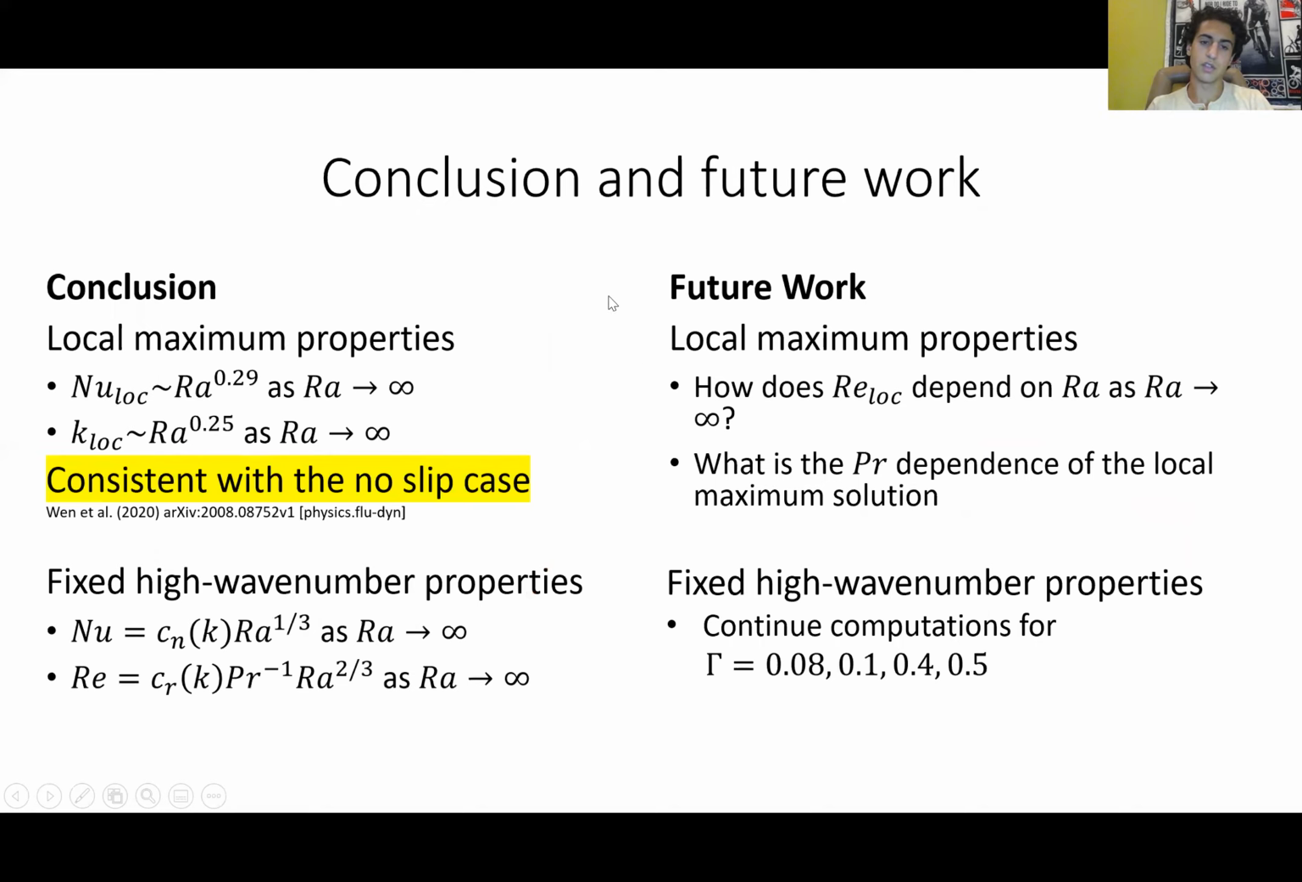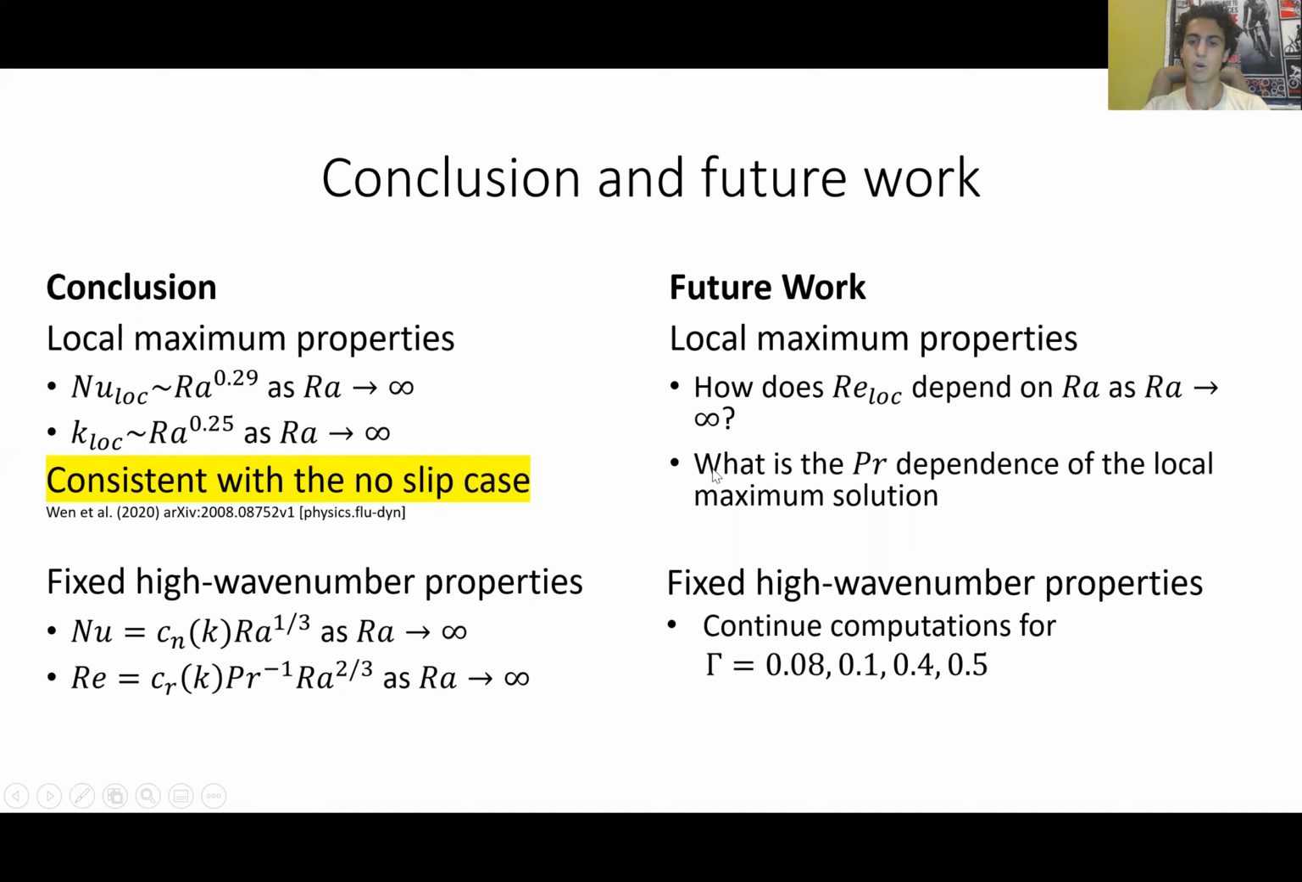So, conclusion. For the local maximum properties, we found that the Nusselt number seems to go as Rayleigh to the 0.29 as Rayleigh goes to infinity, and the local wave number seems to go as Rayleigh to the 1/4 as Rayleigh goes to infinity. What's really important about our results is that they are extremely consistent with the no-slip case studied by Wen. For fixed high wave number properties, we found that both the Nusselt number and the Reynolds number exhibit classical scaling, namely that the Nusselt number scales as Rayleigh to the 1/3, and the Reynolds number scales as Prandtl to the -1 times Rayleigh to the 2/3 as Rayleigh goes to infinity.